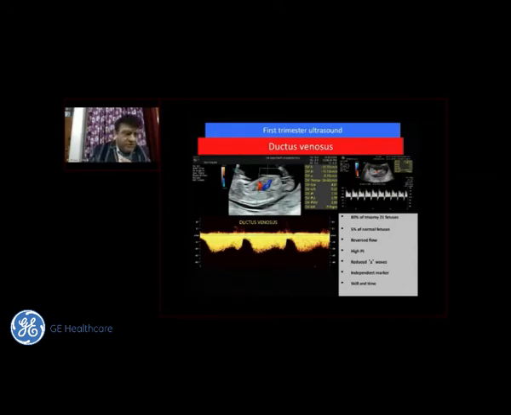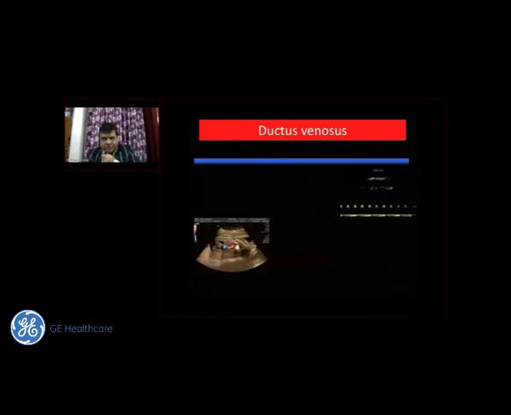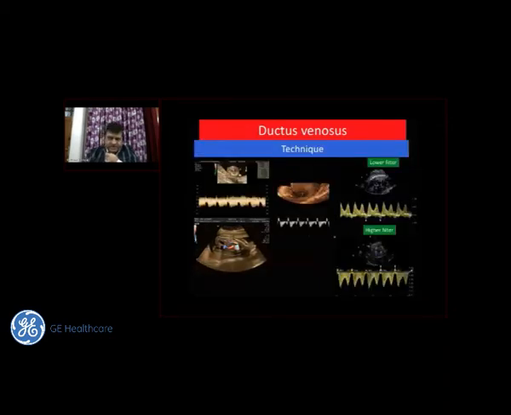Also, the role of the ductus venosus in the first trimester is equally important. We must remember that 80% of trisomy 21 fetuses will have an abnormal ductus venosus. The first trimester ductus venosus is very, very important to rule out trisomies and some other cardiac defects and things like that.